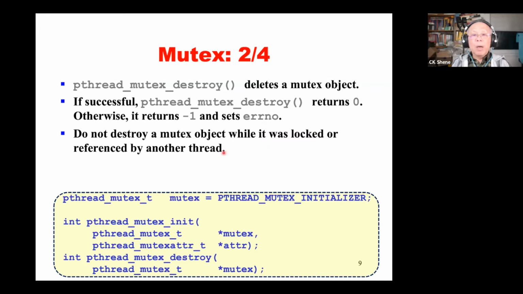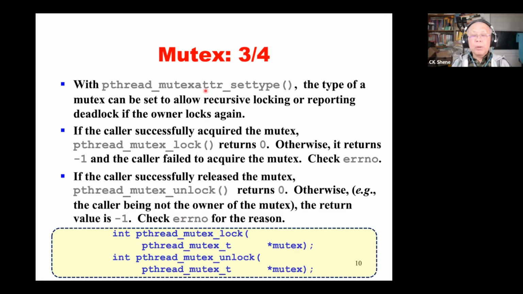Now, always remember this. Do not destroy a mutex object while it is locked or referenced by another thread. That is, if someone is using a mutex, even though you are the owner, you'd better not delete it. You delete it only when no one is using it. Now for the mutex attribute, you could set the type of the mutex to allow recursive locking or reporting deadlock if the owner locks again. Remember in the lecture on Java threads, a re-entrant lock allows the owner of a lock to lock it again before the lock was unlocked. So this is recursive locking.